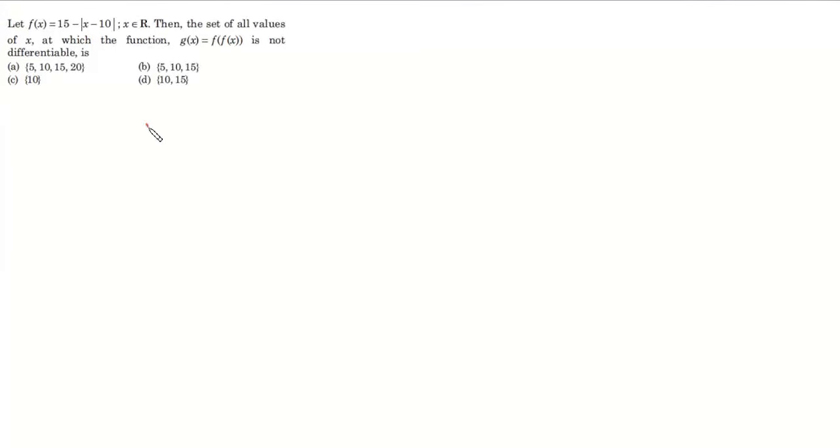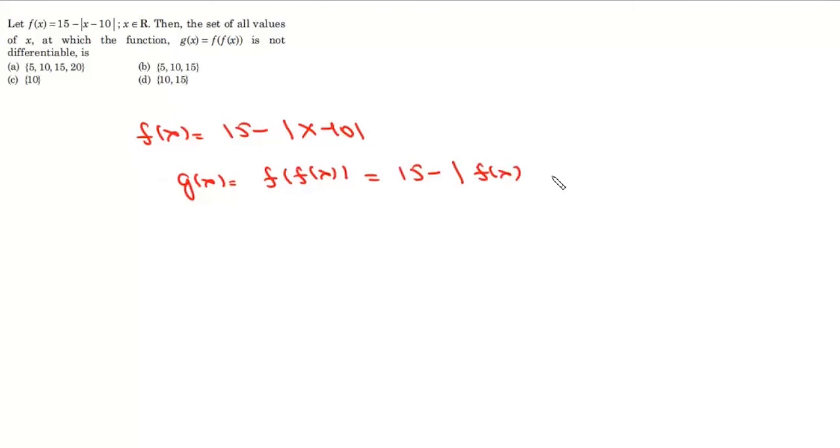Now here the question is, we are given this function fx which is 15 minus mod of x minus 10. Then we need to find the set of all values of x for which gx, which is f of fx, is not differentiable. Now gx will be 15 minus mod of fx minus 10. So it will be 15 minus, and fx is 15 minus mod of x minus 10, minus 10.